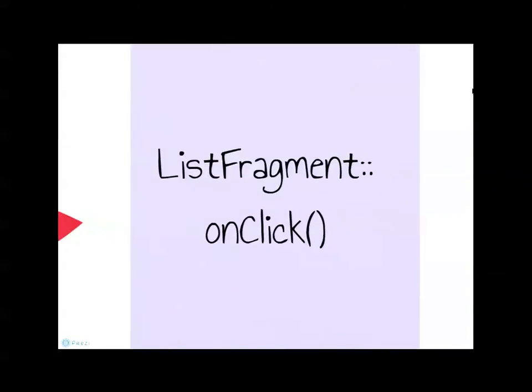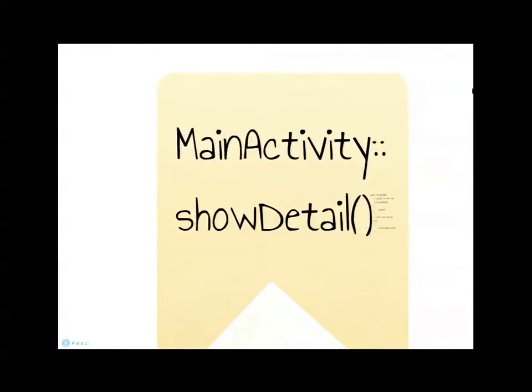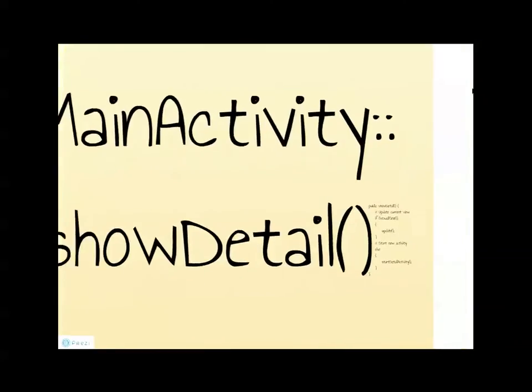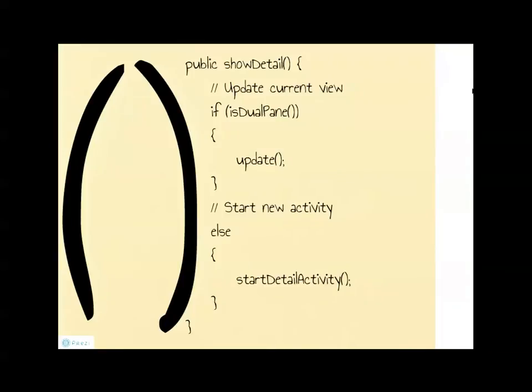Once we do that, the list fragment itself will handle that click. And then it calls a function in main activity called show detail. Now show detail is going to figure out what you should do. So that looks like this. If there's a dual pane, we're going to update. And if not, then we're going to start a detail activity.